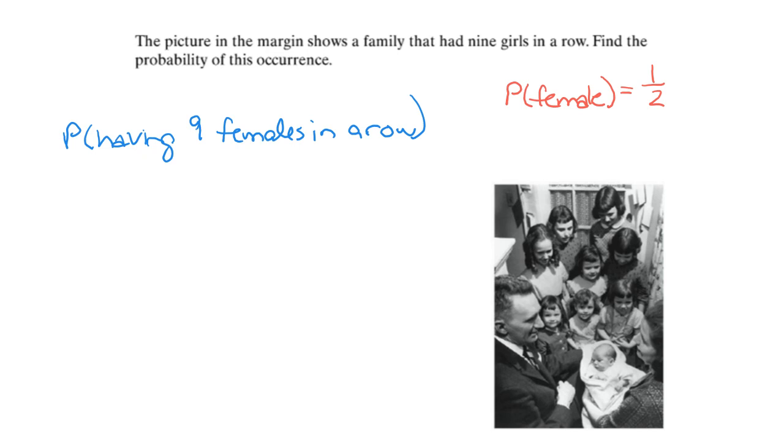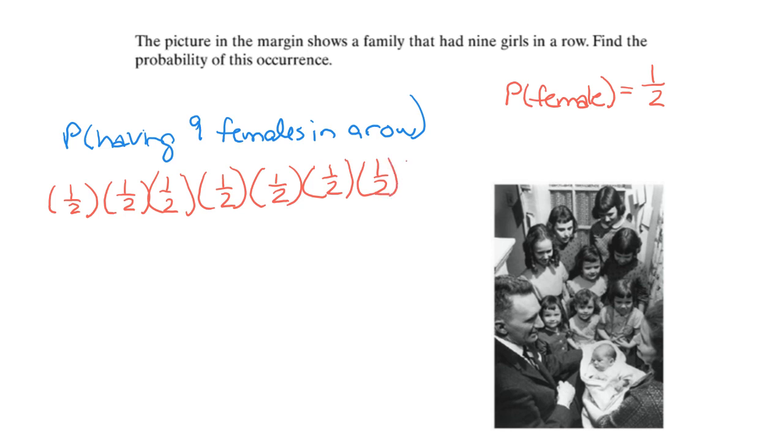So the probability of having 9 females, now each birth is unique. One birth does not influence the outcome of another birth, so therefore they're called independent events. Each birth is an independent event. So for the first birth, we would have 1/2. Second birth is 1/2. Third birth, and I'm going to keep writing these out until we have 9. And right now I just have 5. And here we go with our last one.